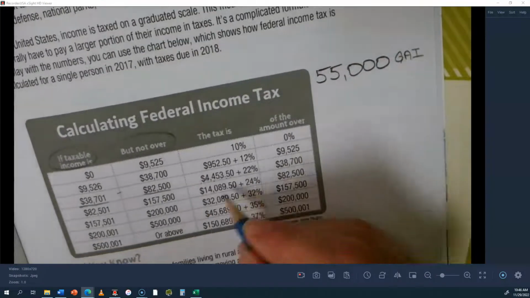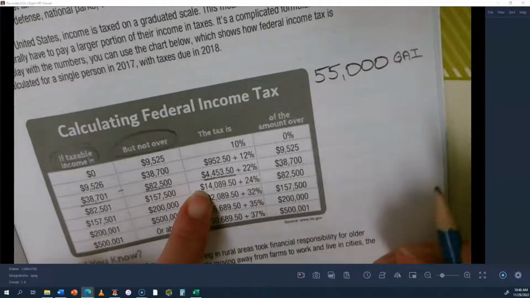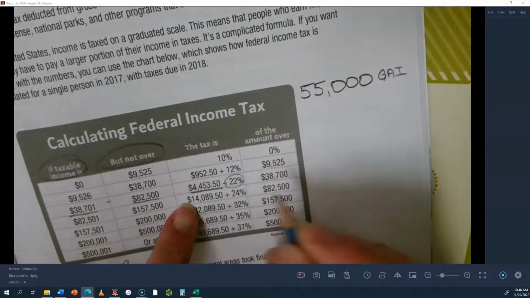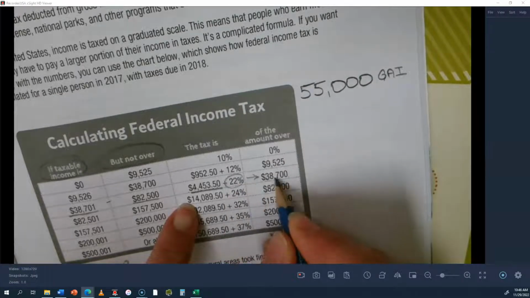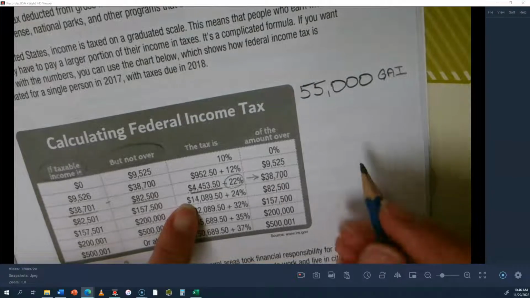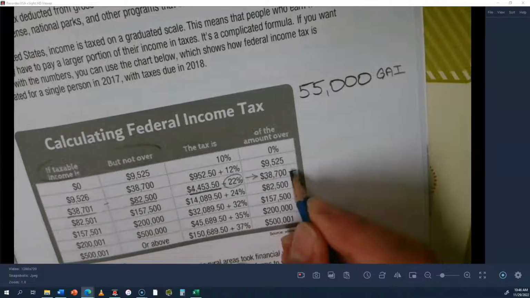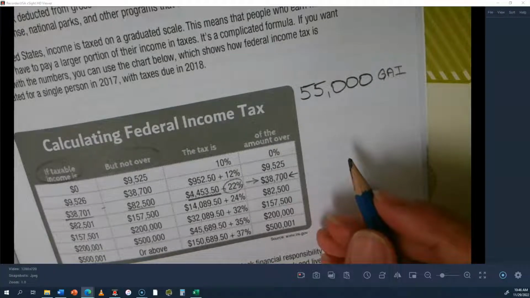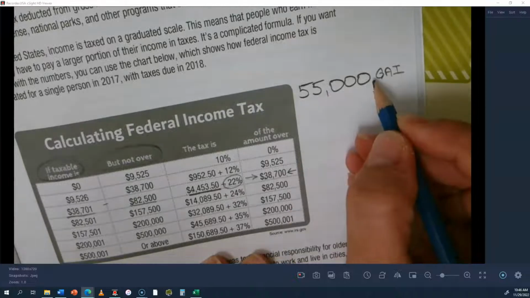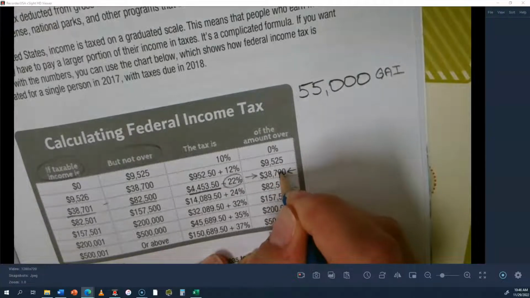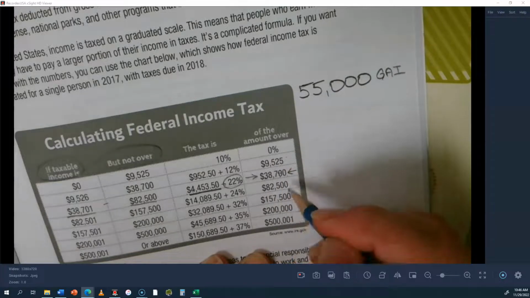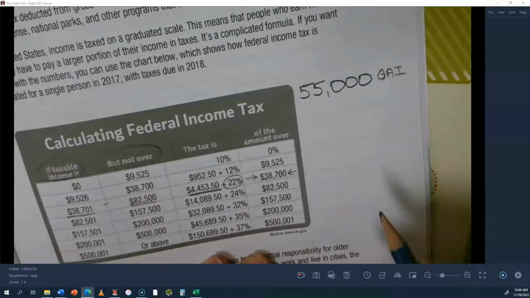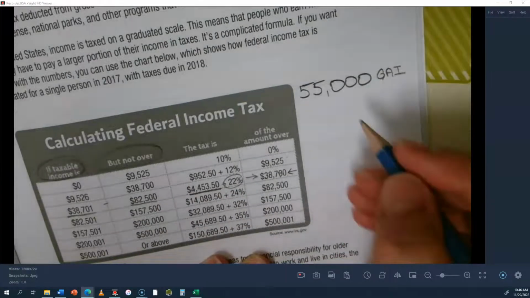Now it says the tax is $4,453.50 plus 22% of the amount greater than 38,700. So I'm going to need first to know how much greater than 38,700 my salary is. All right? So I'm going to take my salary and subtract this number. So you're going to take your salary and subtract whichever number fits into your equation. Okay? So mine happens to be 38,700.